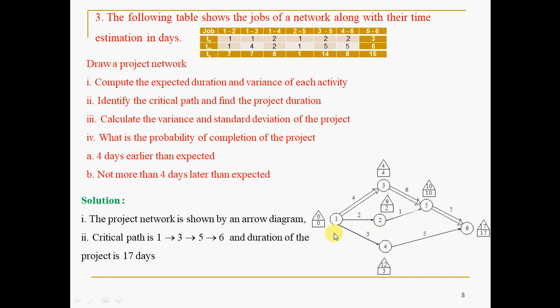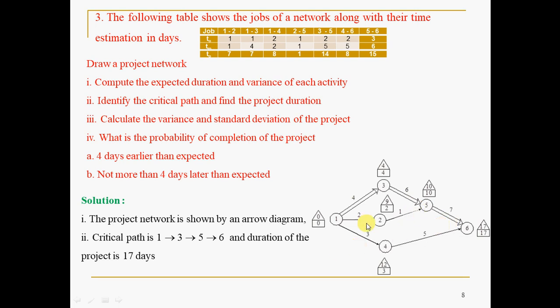Critical means the activities lying on this path are critical. So 1 to 3, 3 to 5, 5 to 6 are the critical activities. You are not supposed to delay these activities. Whereas you can delay these other activities, no problem, the project will not be delayed. If you delay these activities, the project will be delayed.